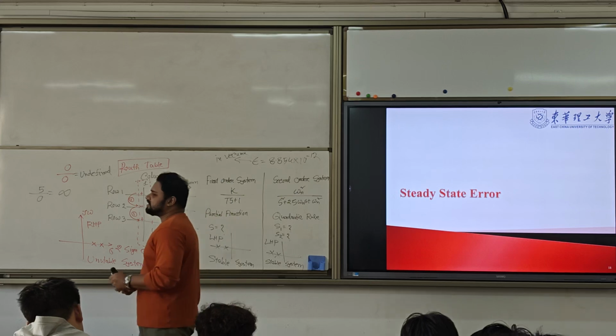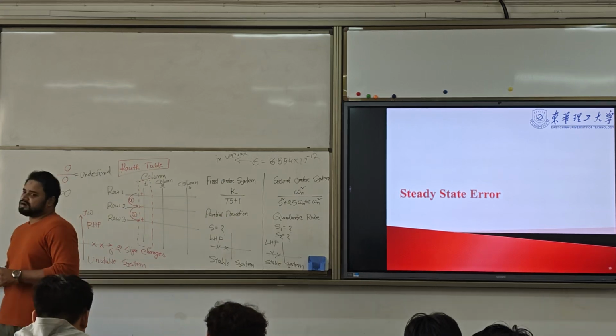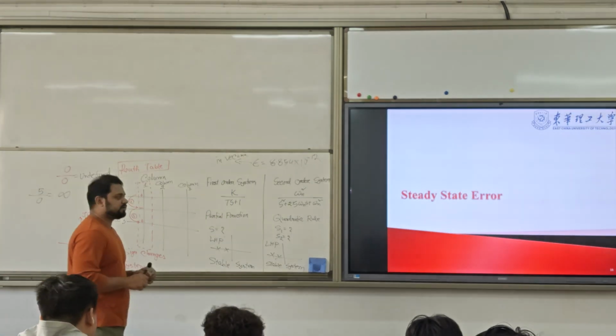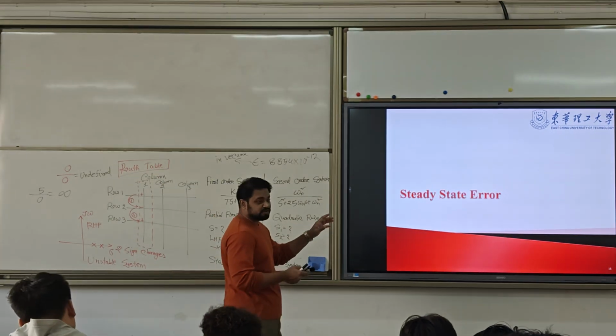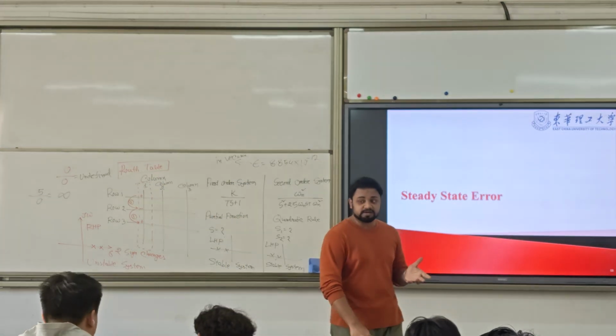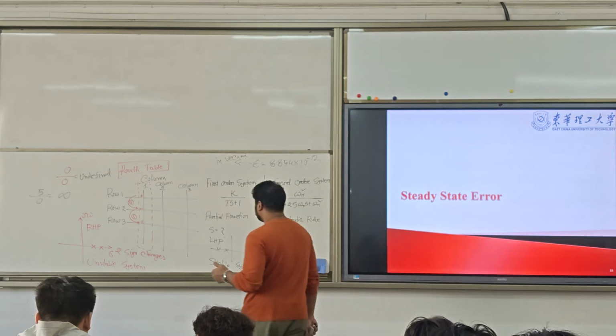Okay, now we will talk about the steady state error. We completed the Routh-Hurwitz criteria. That was one topic. This is another topic: steady state error. What is a steady state error?